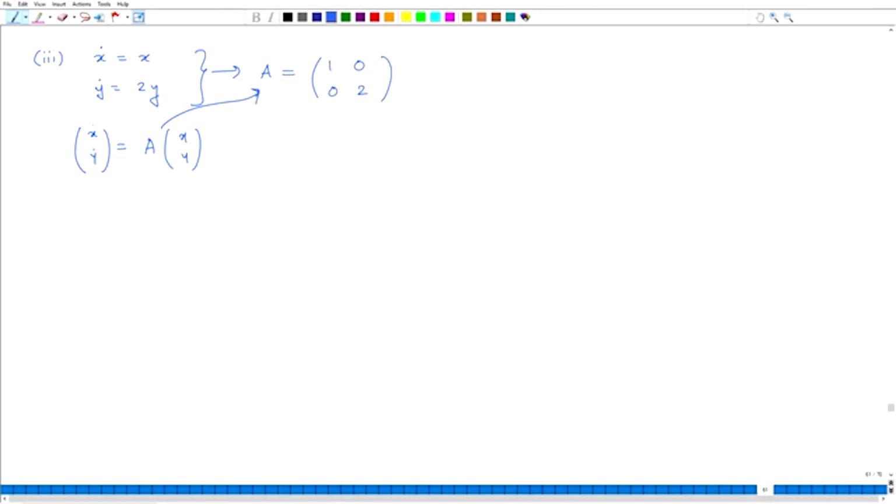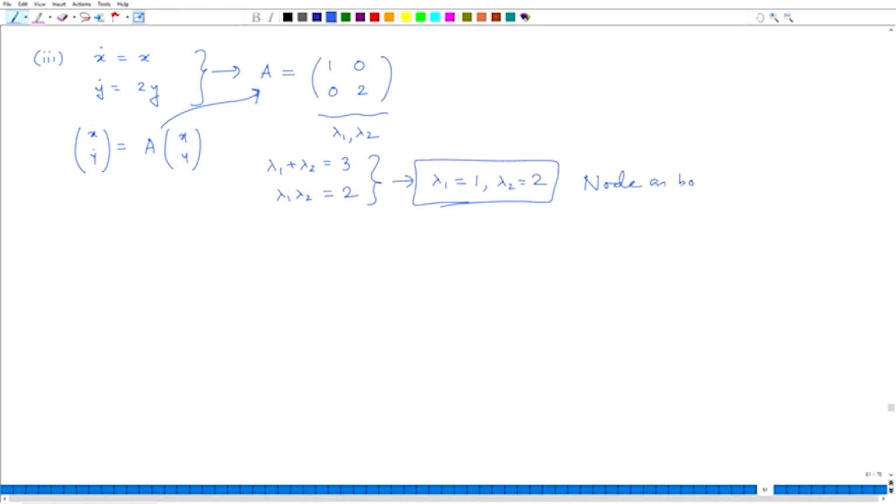If it has two eigenvalues lambda 1 and lambda 2, then of course lambda 1 plus lambda 2 will be the trace of the matrix, which is 3, and lambda 1 lambda 2 will simply be equal to 2, which is the determinant of the matrix. If you now solve them, you will find lambda 1 is equal to 1 and lambda 2 is equal to 2. Now, both of the eigenvalues are positive. So, it is a node, as both lambda 1 and 2 are of the same sign.